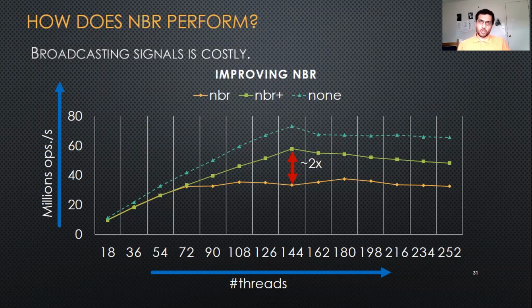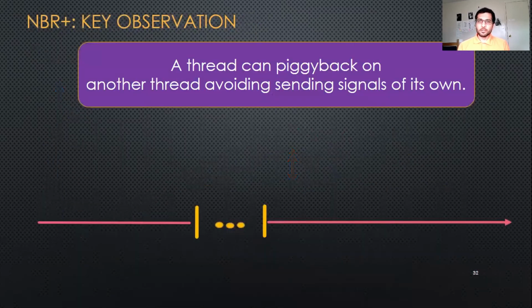And in that process, we designed NBR Plus, which is an optimization that reduces the number of signals which need to be sent to reclaim buffers. And spoiler alert, it turns out that NBR Plus is approximately 2 times faster than plain NBR for a large number of threads. So let's see how NBR Plus manages to improve over the performance of NBR and reduce the number of signals.